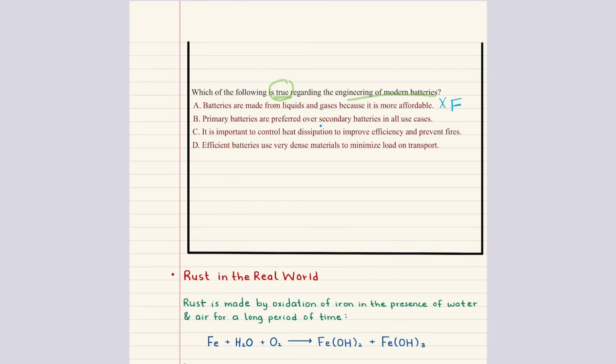B says primary batteries are preferred over secondary batteries in all cases. This is also not correct because the right choice really depends on the application. C says that it is important to control heat dissipation to improve efficiency and prevent fires. This matches exactly what we just discussed, especially for lithium-ion technology. In fact, this is our correct answer.